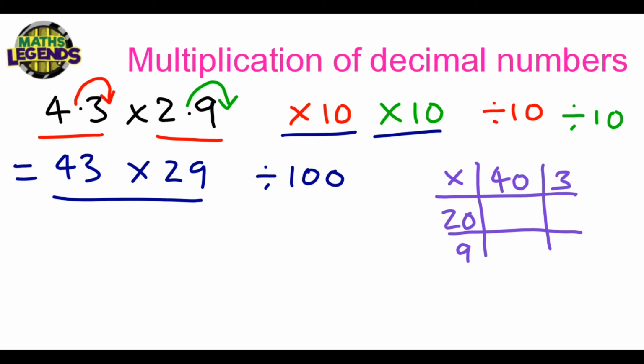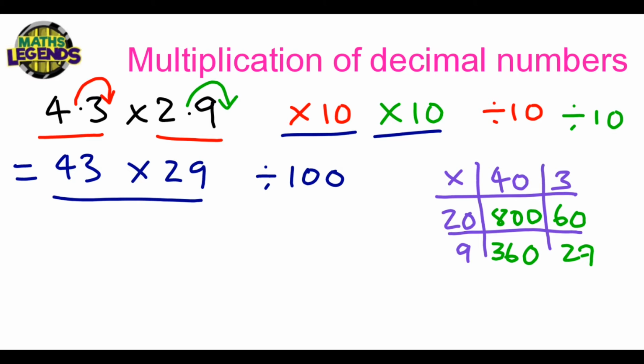So 4 times 2 is 8, and then we have two zeros, one from 40 and one from 20. Then we do 3 times 20, which is 3 times 2 is 6, add the 0 from the 20. Next box we do 9 times 4, which is 36, add the 0 from the 40. And then the last box we do 9 times 3, which is 27.